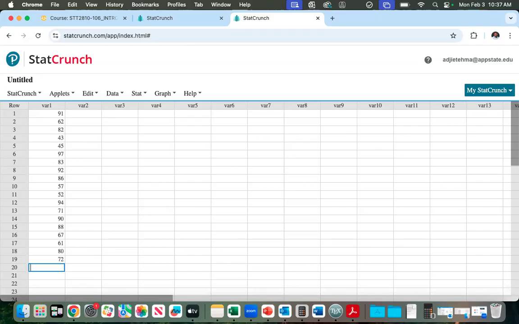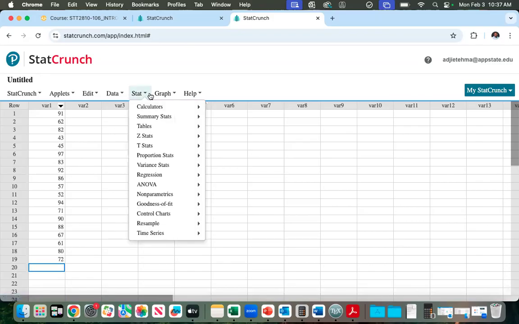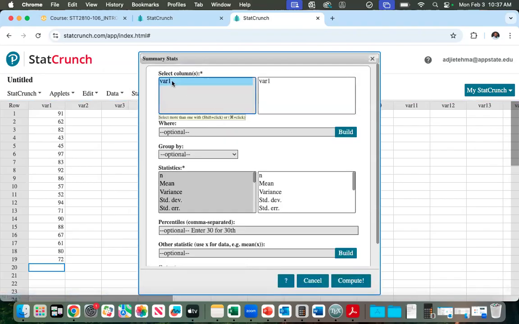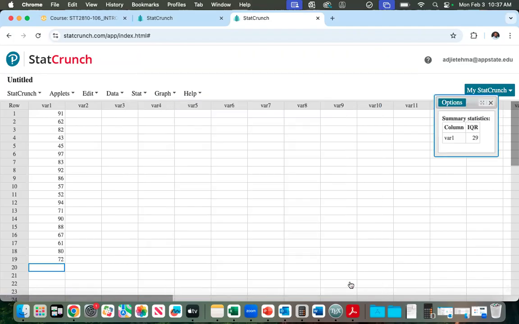So I've been able to enter mine. I just want the interquartile range. I go to Stat, Summary Stats, Columns. I hit this one. I just want IQR. I just click on that one and then I compute. And I get 29 for that. So 29, and then that is D. What did you say was the lower hinge again? It's Q1. Yeah. So interhinge is IQR. Lower hinge is Q1. Upper hinge is Q3. Is that okay?